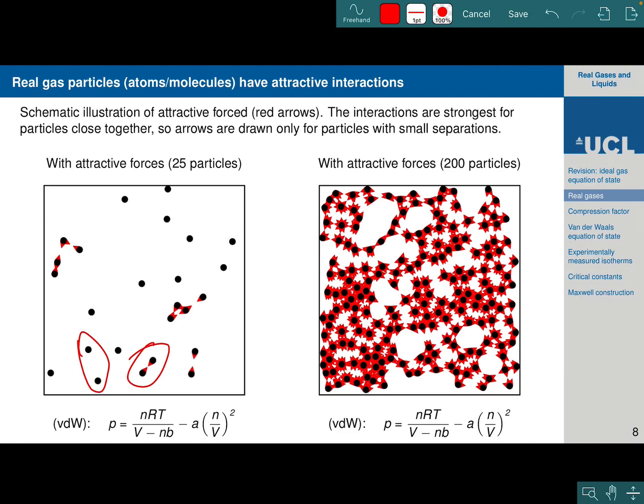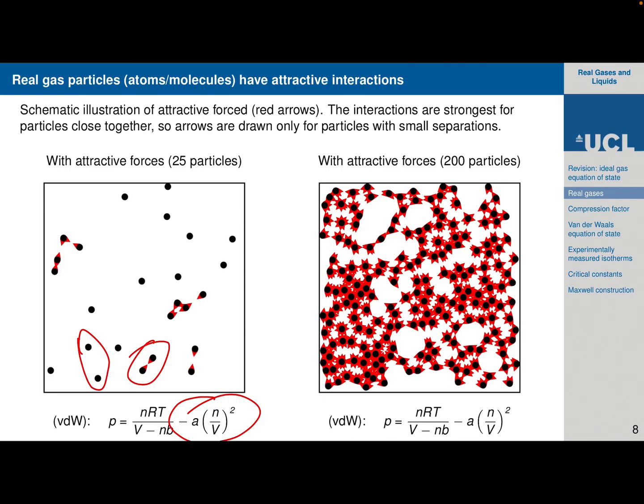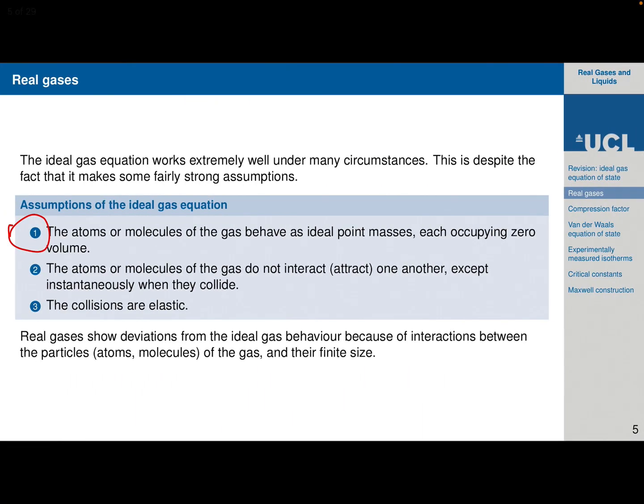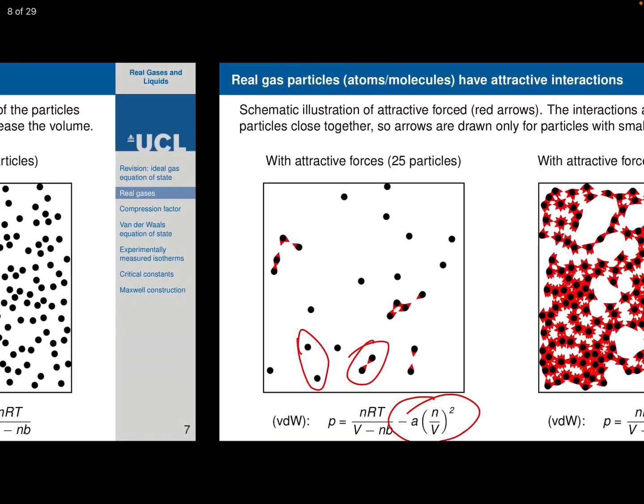The equation at the bottom is now the second term that's relevant to the van der Waals gas equation. We're adding on this minus a n over V squared term, which arises because of these attractive interactions. But again, we'll talk more about the van der Waals gas equation later in the notes. Okay, so that was addressing the second assumption that we made in deriving the ideal gas equation.